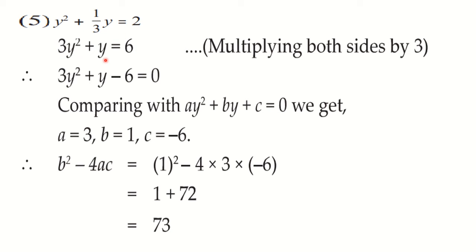Now, again, it is not in standard form. We want all the terms on LHS and 0 on RHS. Okay, so shift this plus 6 to the LHS. So here the equation will become 3y square plus y minus 6 is equal to 0.